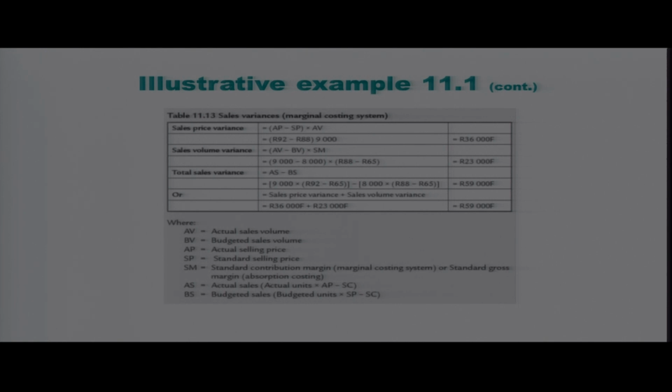For the sales variance total, it will then be the 9,000 units multiplied by 92 Rand, which is our sales, minus our total variable manufacturing cost, which is 65 Rand. And the 8,000 multiplied by 88 Rand minus again our variable manufacturing cost. And that will leave us with a variance of 59,500, which will be favorable. Why? Because we managed to sell more than what we had budgeted for.